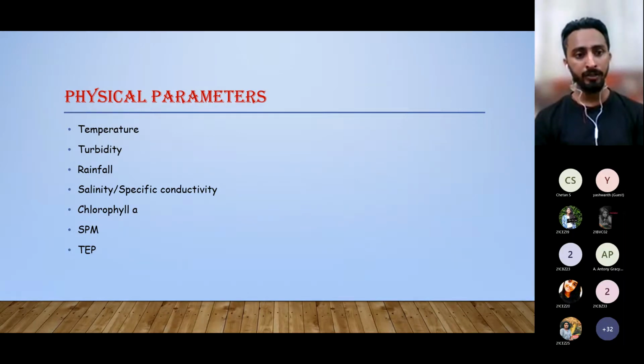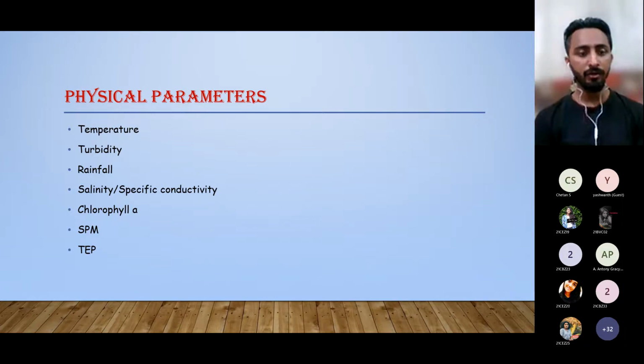A higher turbidity generally reflects that the water body has comparatively fewer phytoplankton groups and a higher number of zooplankton, because the coloration also plays an important role and it hampers the movement of the phytoplankton.